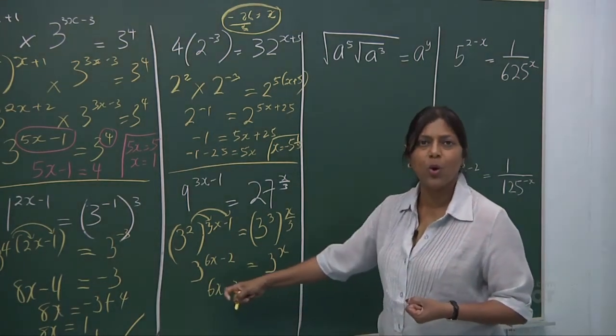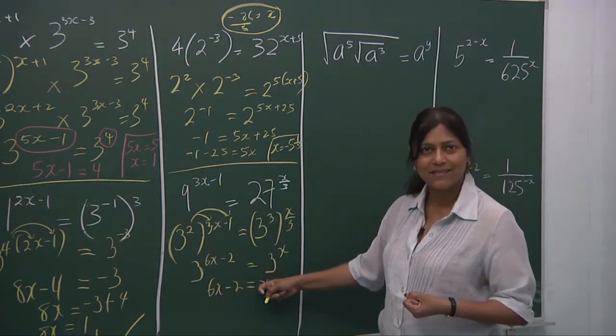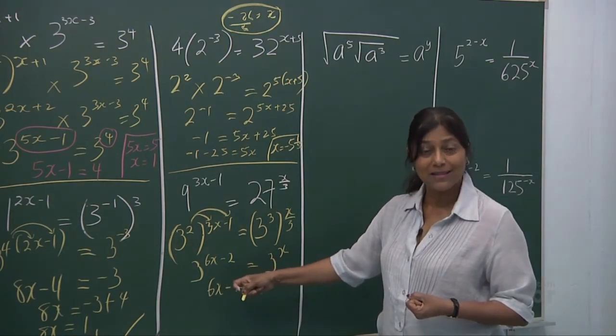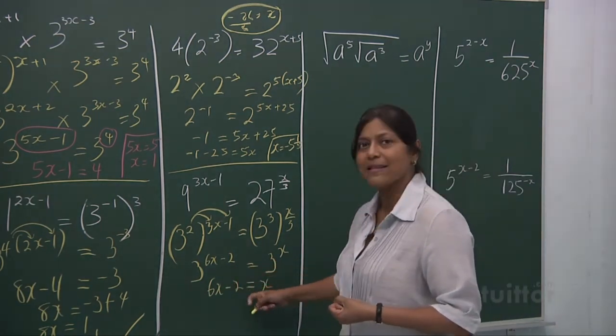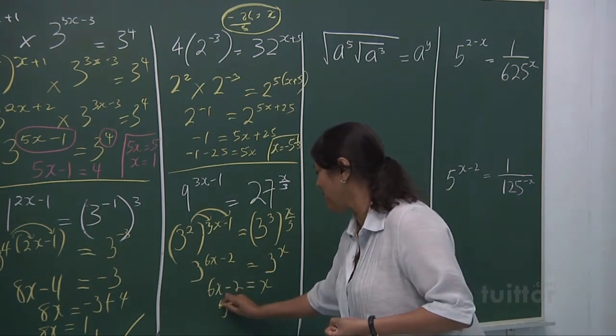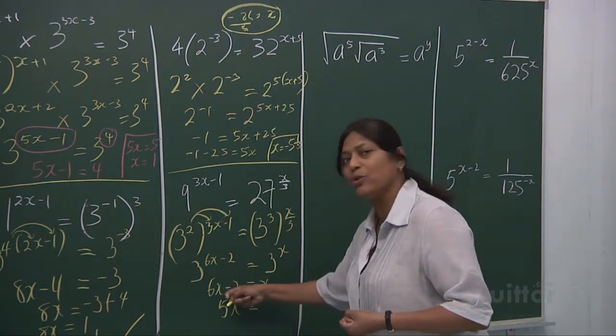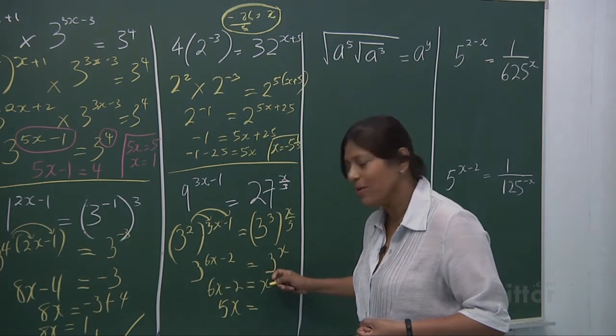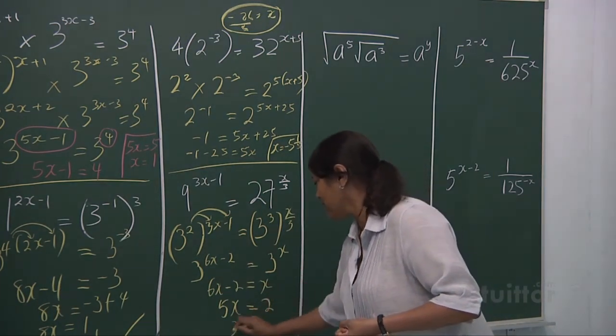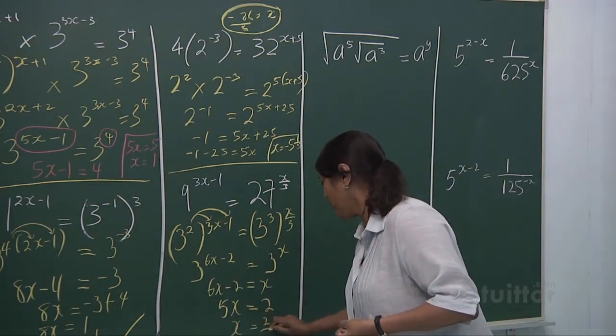Bring your x over. It's a plus. When you bring it over, you get a minus. So 6x minus x is 5x. Bring your 2 over, plus 2. Bring over is minus. So your x is 2/5.